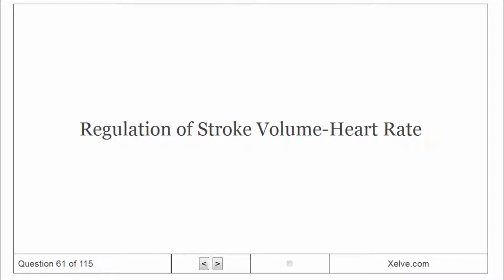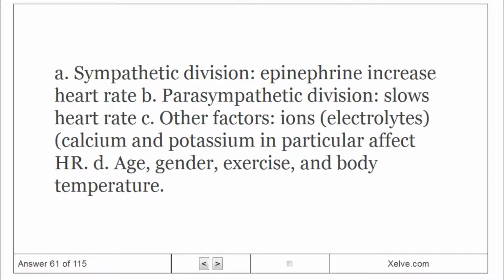Regulation of stroke volume. Heart rate. A. Sympathetic division, epinephrine, increases heart rate. B. Parasympathetic division slows heart rate. C. Other factors, ions and electrolytes, calcium and potassium in particular, affect heart rate. D. Age, gender, exercise, and body temperature.